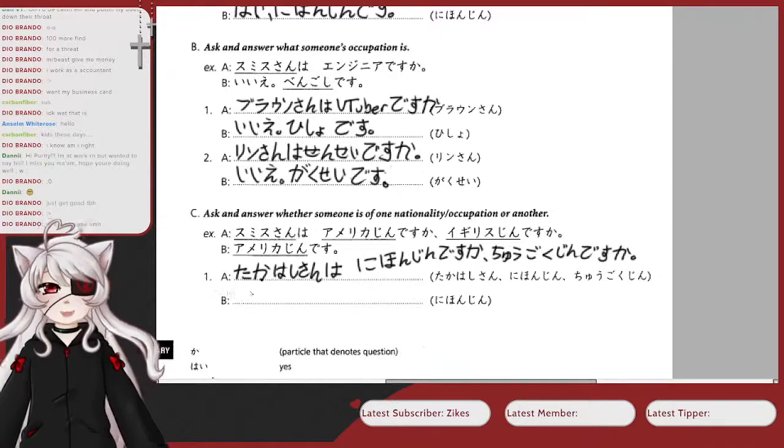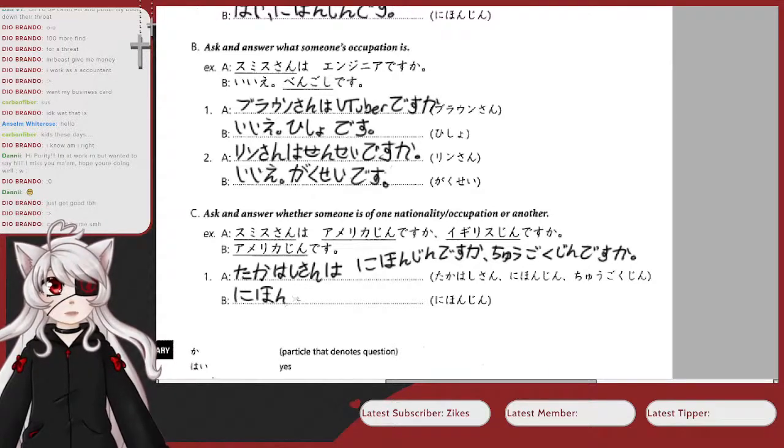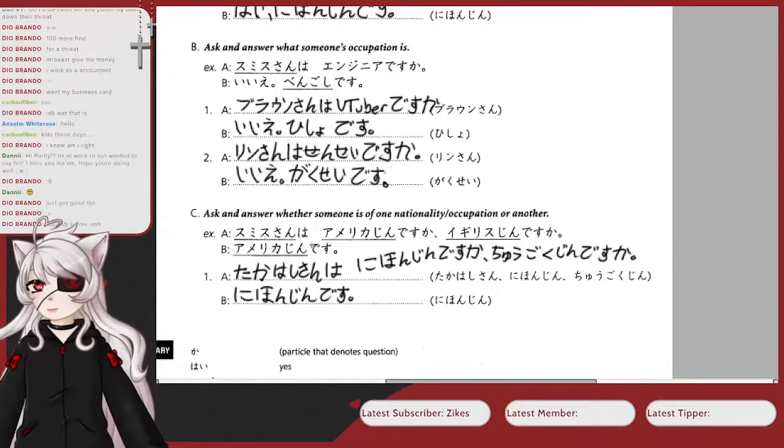And the answer is, fortunately, I don't need to write Takahashi-san again. It's just that he is Nihonjin. Nihonjin desu. There we go.